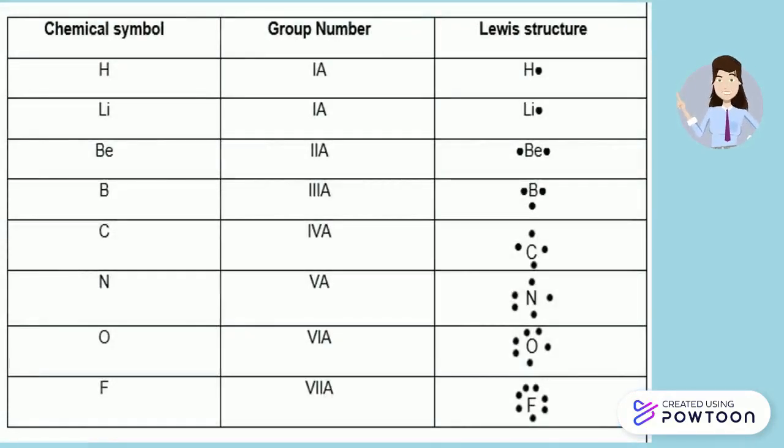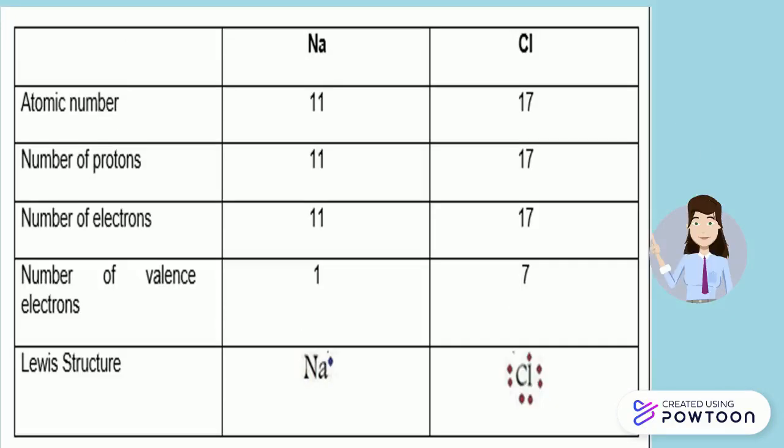The table shows the chemical symbol, group number, and Lewis structure of some elements. For example, in the formation of sodium and chlorine atom, the needed information is shown in the table.